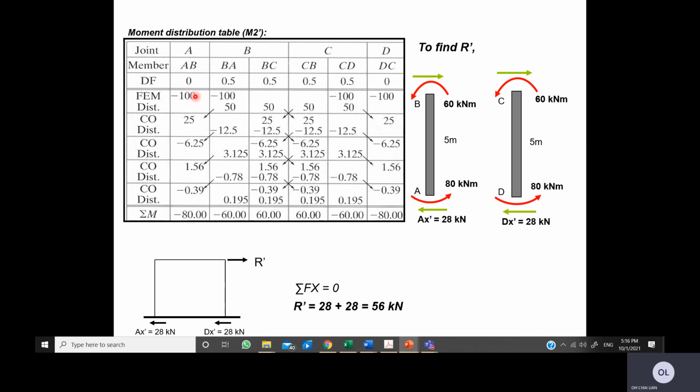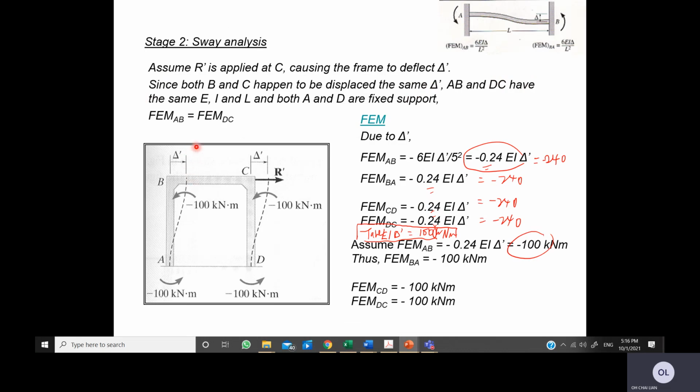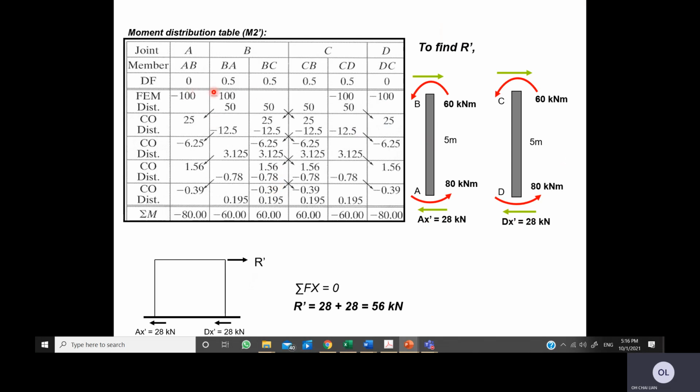We repeat the process again. How about the DF? The DF is the same. We only need to determine the DF once. So the DF for the non-sway stage and the sway stage are the same. The fixed end moment will be different, because in this case we don't have the 16 kilonewton, but we have R prime here. So now we have put in the fixed moment again. We calculate and produce these end moments, and after you get the end moments, you need to determine the R prime value.